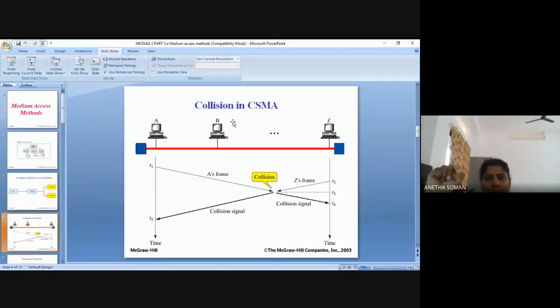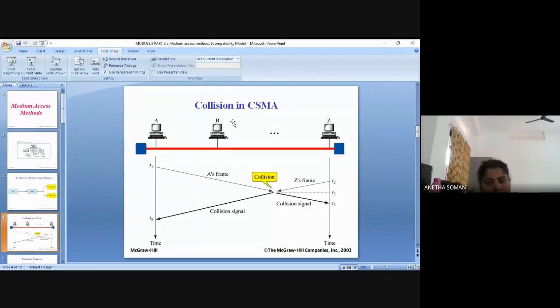Now, looking at this diagram, you can see many stations connected on a common link. You have stations A, B, and so on up to Z. Now assume station A, at time T1, transmits its frame to station Z, suppose. Now the frame is in propagation, okay?